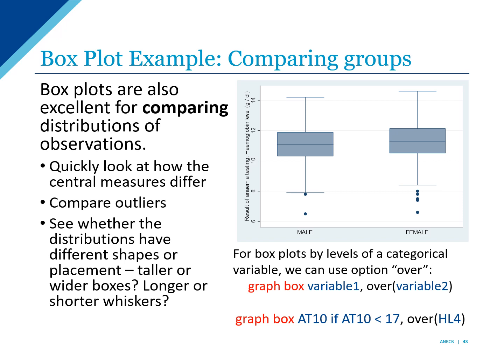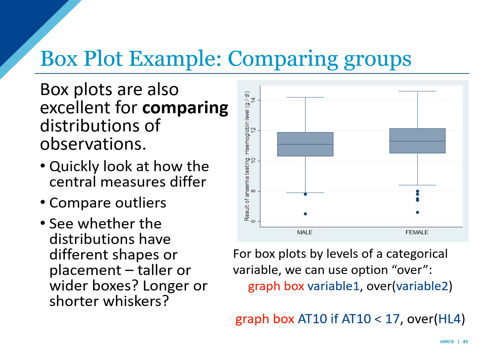You can quickly look at how the central measures differ, see whether distributions have different shapes or placement. Does one group have taller or wider boxes, longer or shorter whiskers? Look at the outliers. Are there more in one group than in another? Could outliers in one group be affecting the distribution? Could it be that the range of valid values should actually differ by groups? There is a great deal of information available in box plot comparisons.